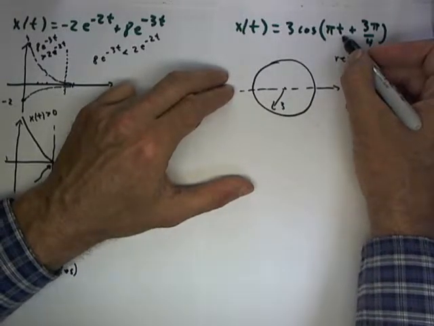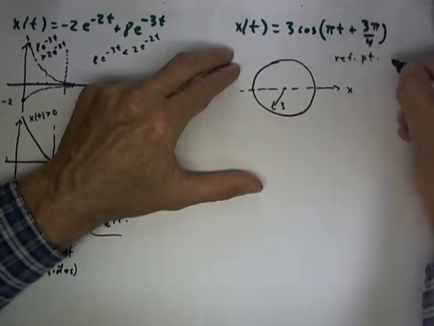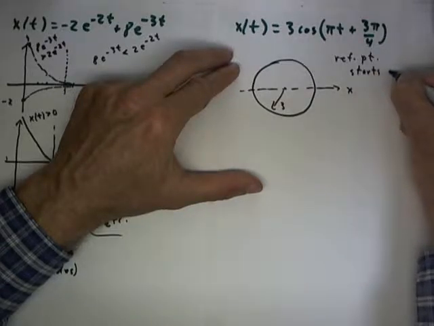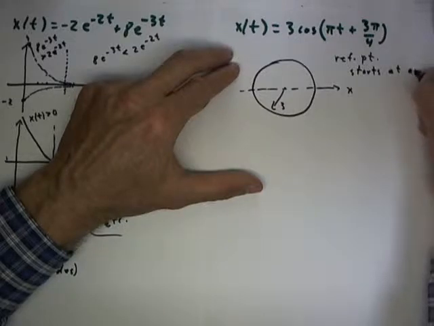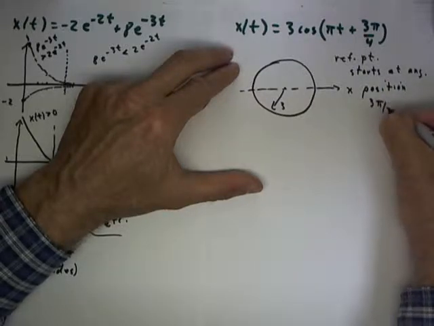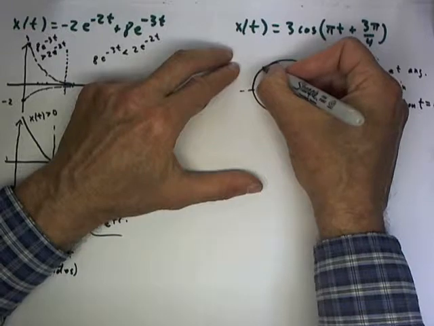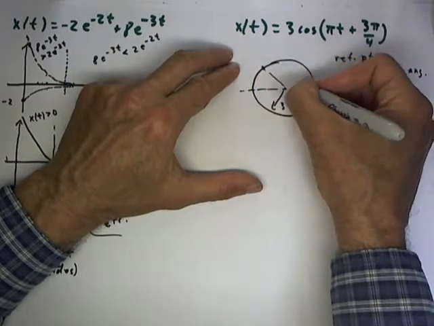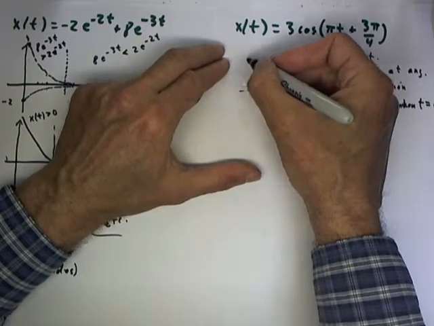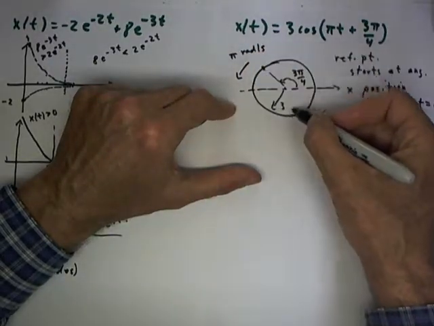The units of t are going to be dictated by the units of omega, the units of k and gamma and mass m. But in any case, we're going to have a reference point. Starts at angular position 3 pi over 4 when t equals 0. So angular position 3 pi over 4 would be here. Here's the angle, 3 pi over 4, and moves then at pi radians per second, moving around the circle.